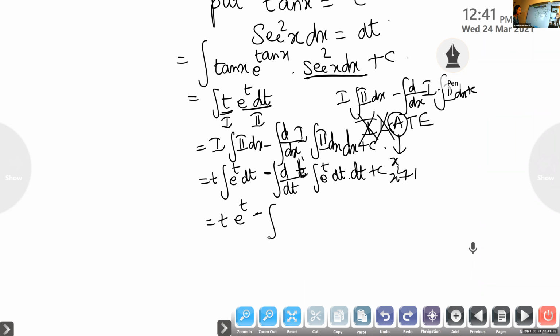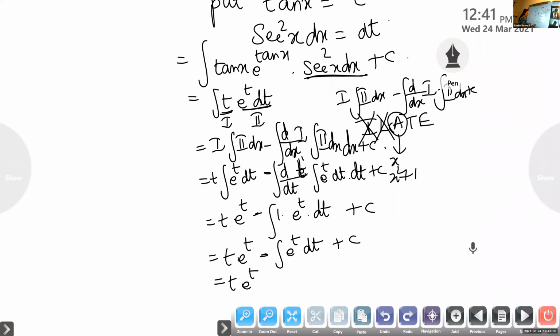What is the derivative of x? 1. So the derivative of t is 1, into the integral of e raised to t, which is e raised to t into dt plus c. That is t into e raised to t minus the integral of e raised to t into dt plus c. That is t into e raised to t minus e raised to t plus c.